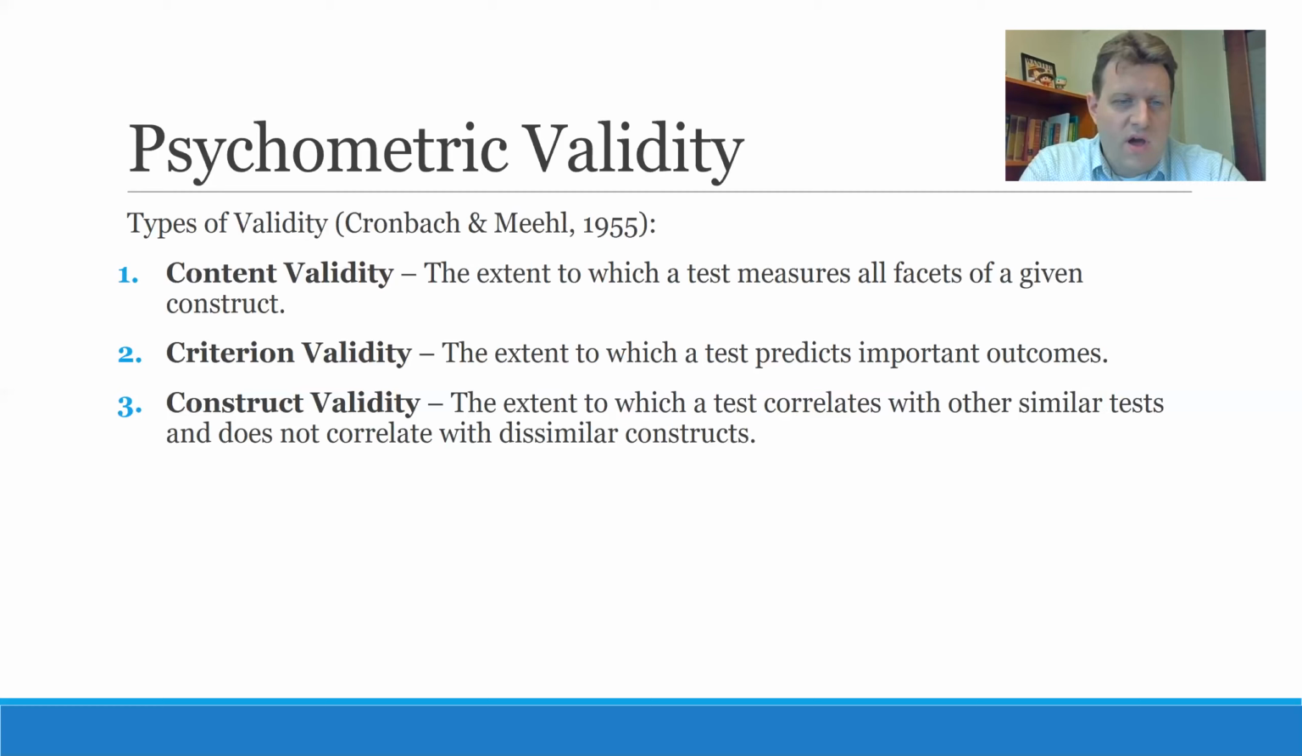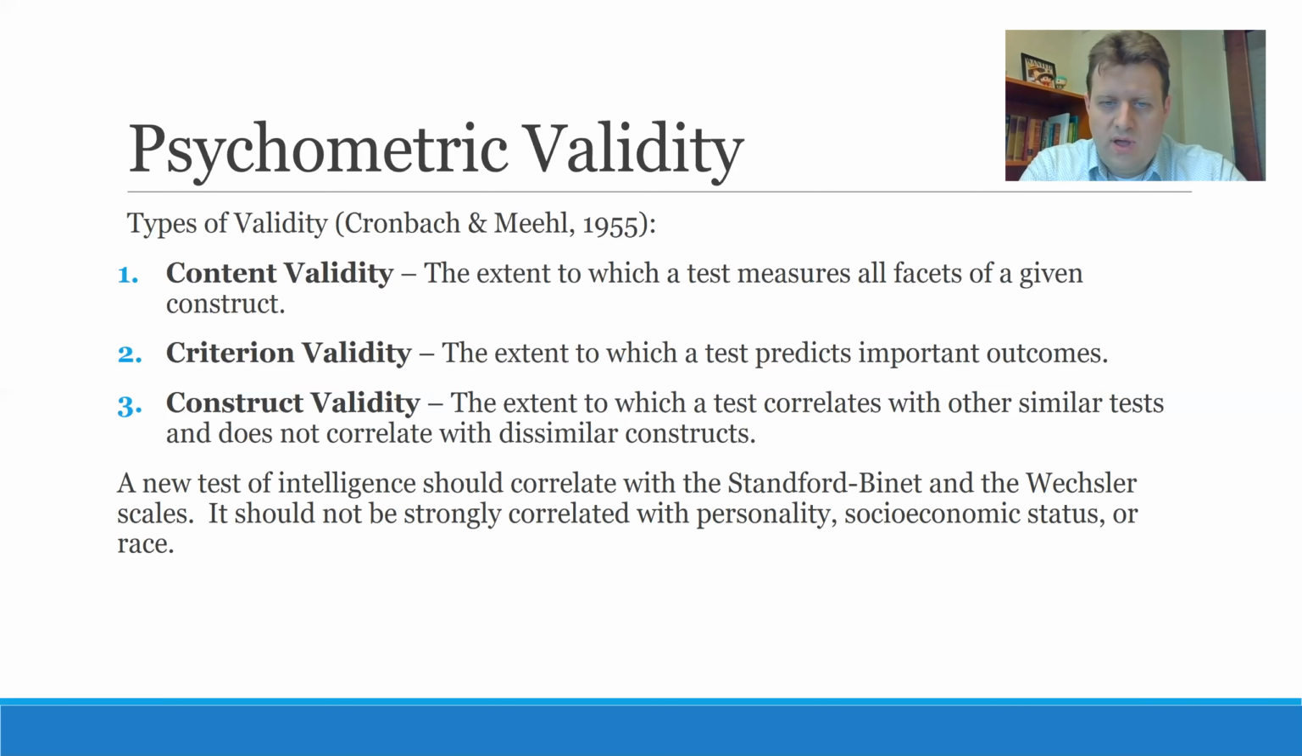Lastly here, we have construct validity. Construct validity is the extent to which our test correlates with similar measures that are supposedly measuring the same thing, and the extent to which it does not correlate with dissimilar hypothetical constructs. So if we create a new test of intelligence, it should correlate with the older test of intelligence. It should correlate with the Stanford-Binet. It should correlate with the Wechsler scales of intelligence.